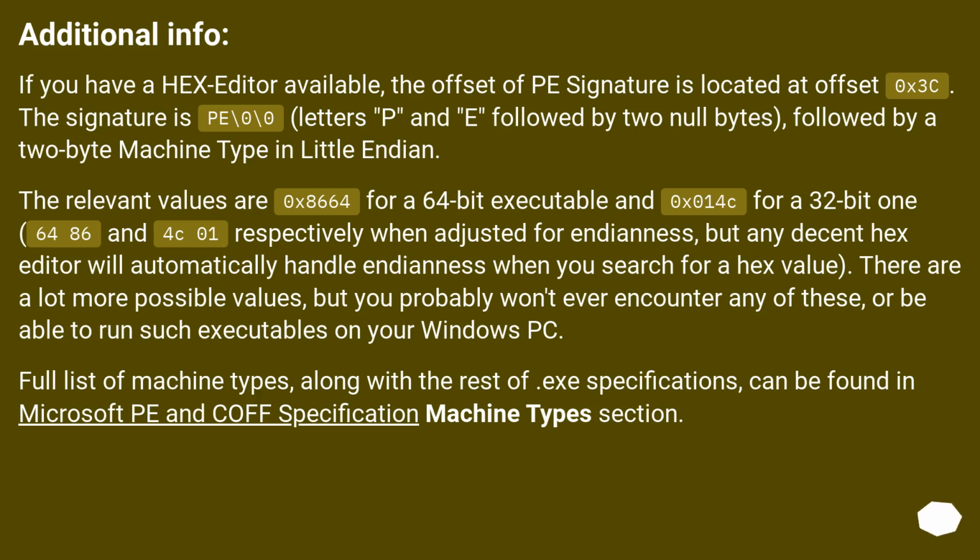6486 and 4C01 respectively when adjusted for endianness, but any decent hex editor will automatically handle endianness when you search for a hex value. There are a lot more possible values, but you probably won't ever encounter any of these, or be able to run such executables on your Windows PC. Full list of machine types, along with the rest of exe specifications, can be found in Microsoft PE and COFF specification machine types section.